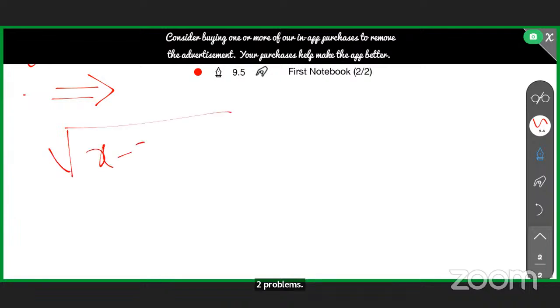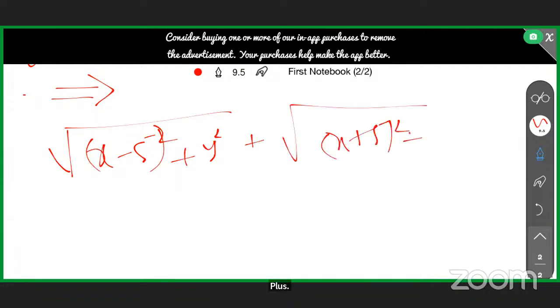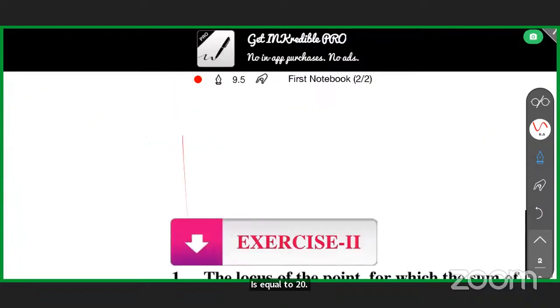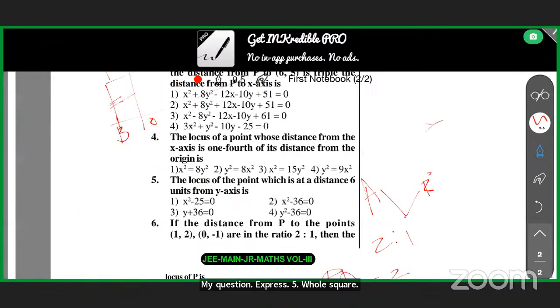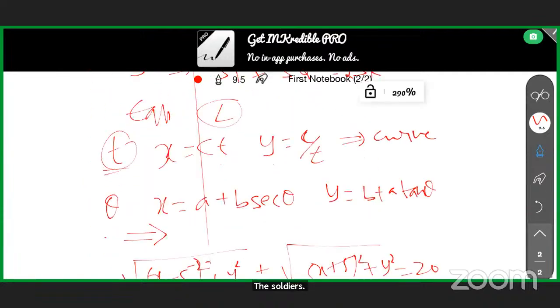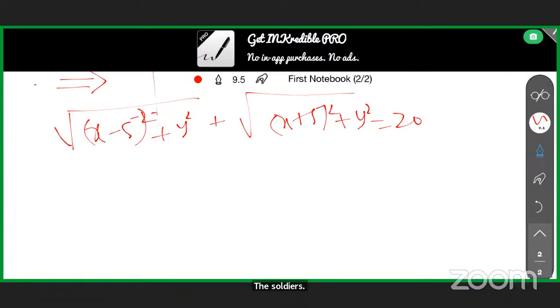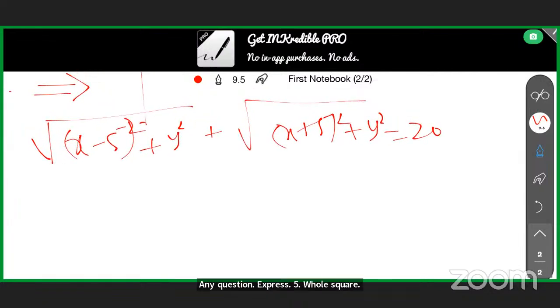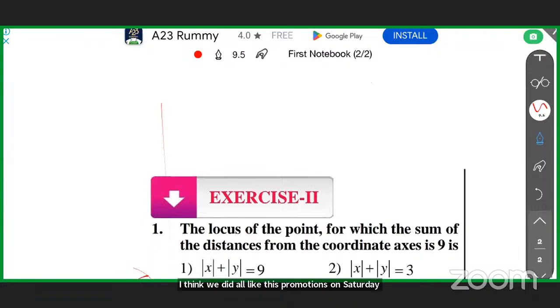The equation root of x minus 5 whole square plus y square plus root of x plus 5 whole square plus y square is equal to 20 is an equation representing dash. I think we did all problems like these on Saturday. Some questions on the theory based problems.